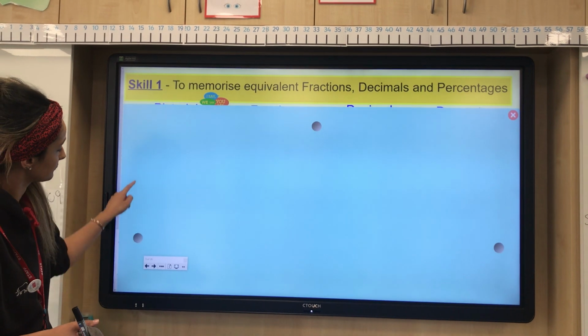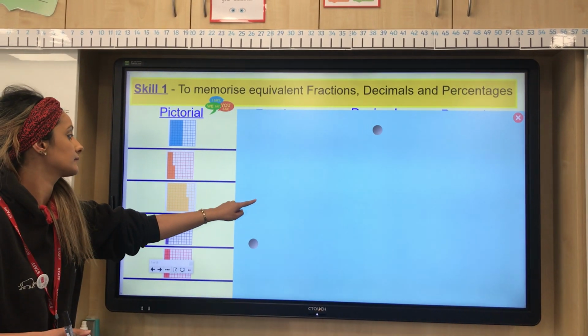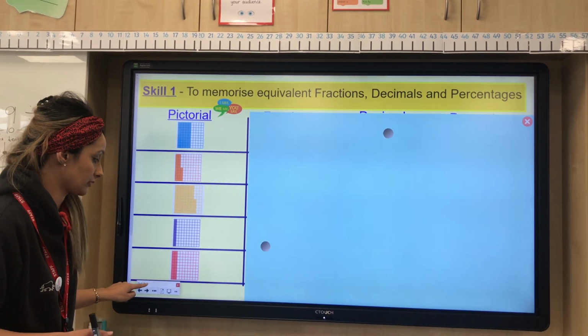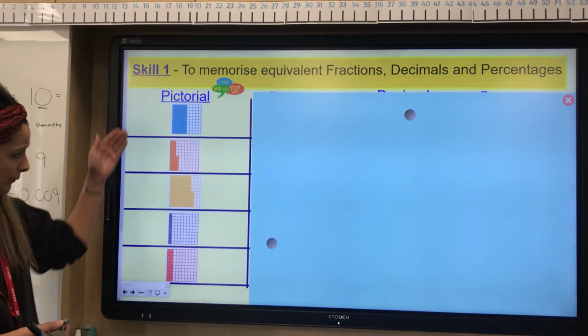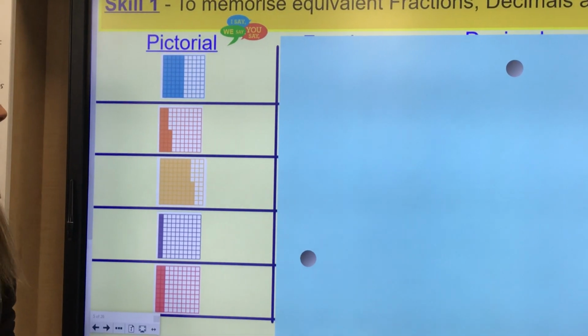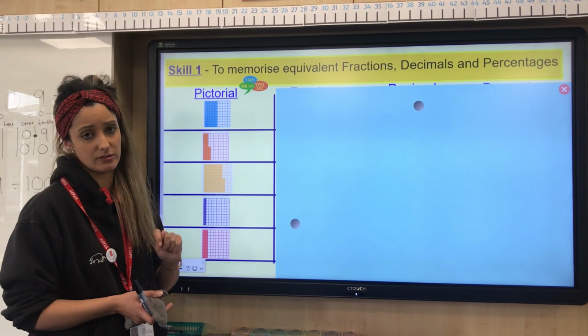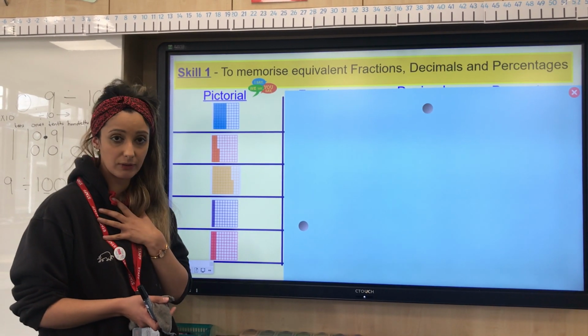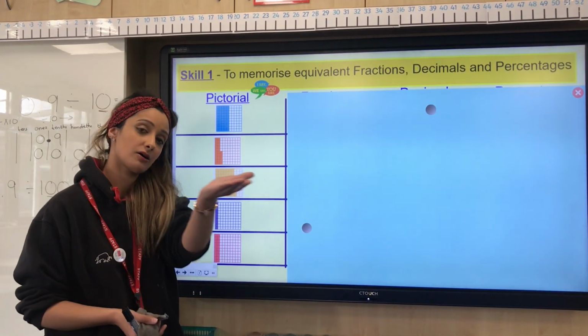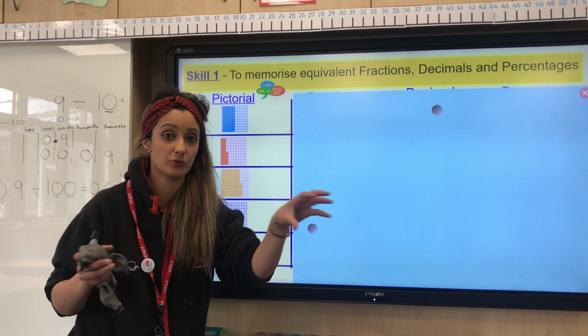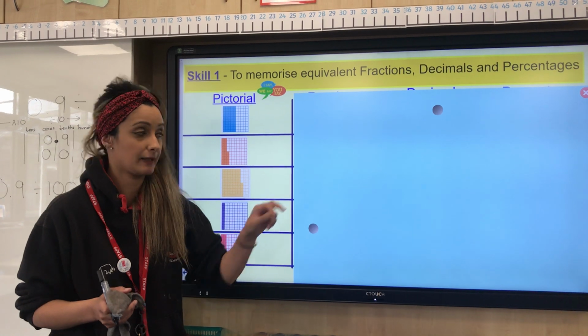So, to begin with, we would have a look at these pictorial representations. And we've got a variety of different ones here. And we would go through each part here. And you can see here it says, I say, we say, you say. And what that means is, I'm going to model how to say it, we as a class would say it, and then I would ask individual children, maybe 2 or 3 children, to say it.